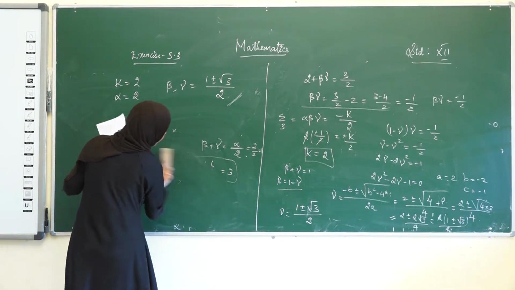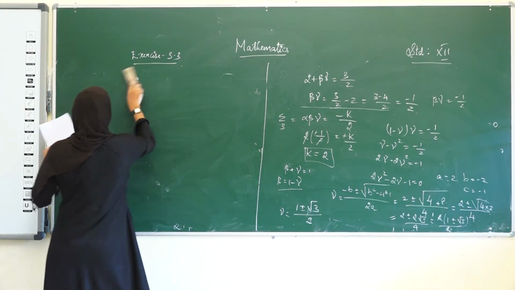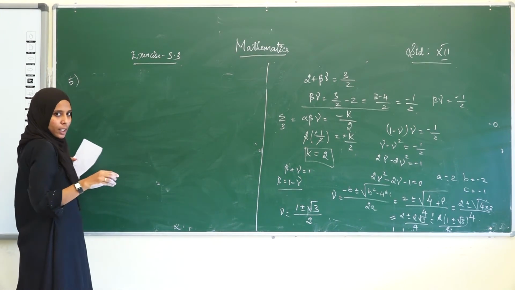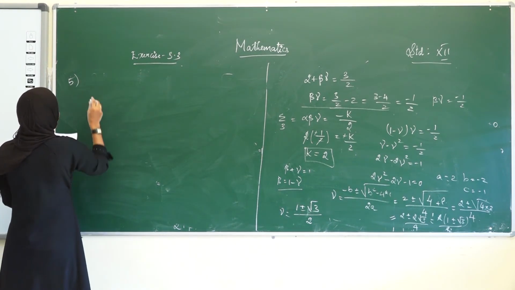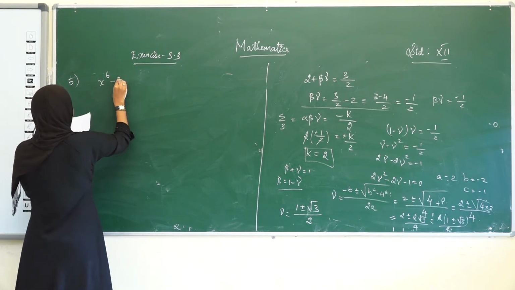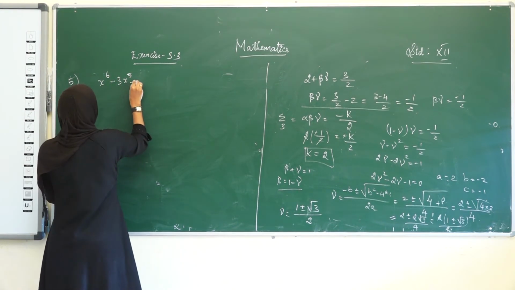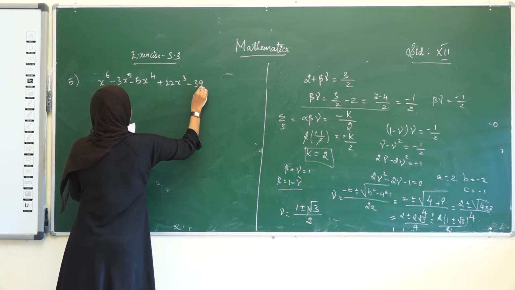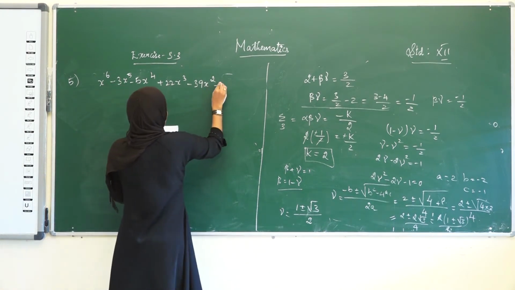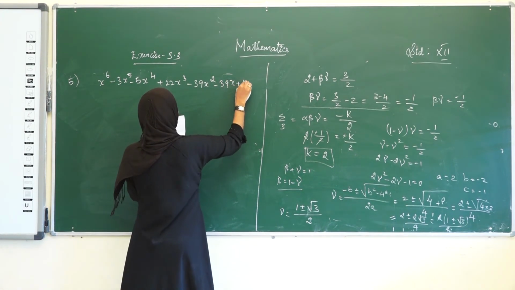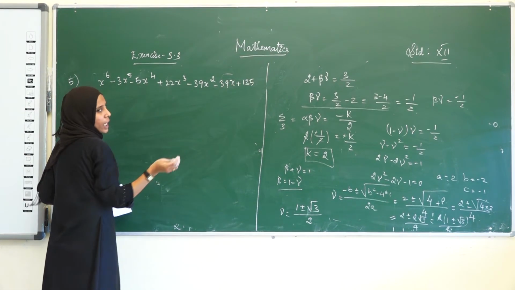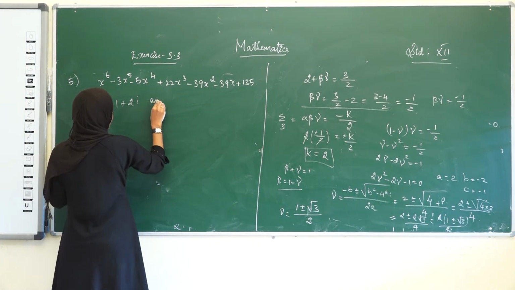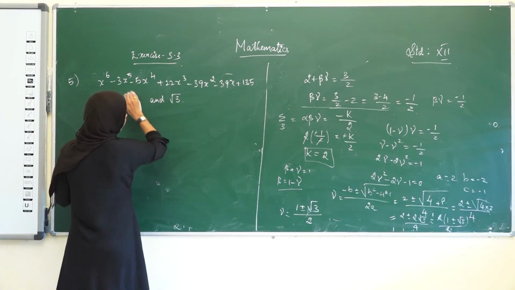Now we are moving on to the fifth sum. The fifth sum will be the assignment for you. It will be very easy. We have seen this type of sum in the example. What they have given: find all the roots of the polynomial x power 6 minus 3 x power 5 minus 5 x power 4 plus 22 x cube minus 39 x square minus 39 x plus 135, if two of the roots are 1 plus 2i and root 3. Okay, we have to find the roots of this equation.